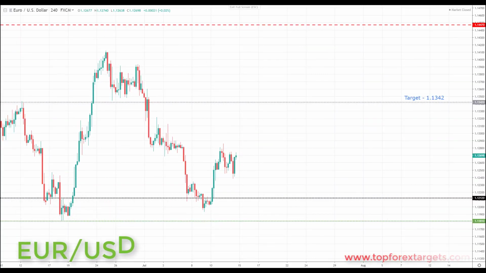So next market we're going to look at is euro dollar. Now last week we highlighted 1.1212 for everybody as the place where we're going to start to look for a bounce to the upside. We did get this bounce to the upside. We got this reversal in euro dollar.